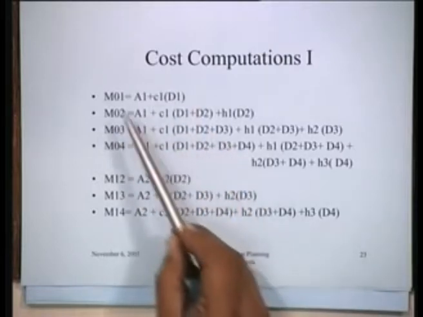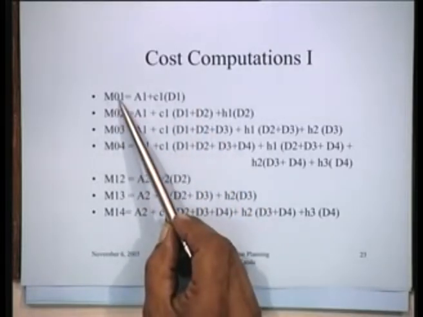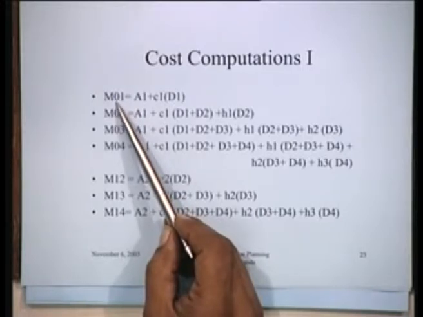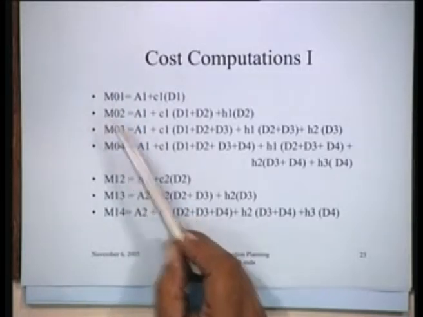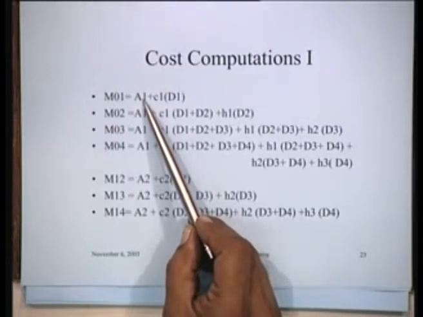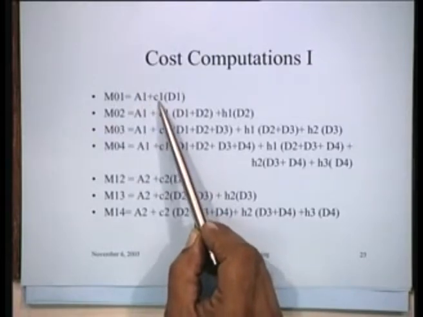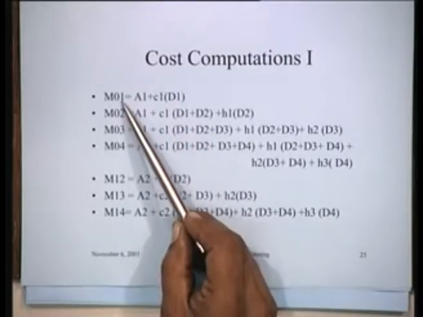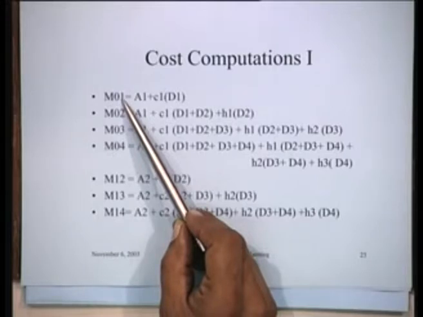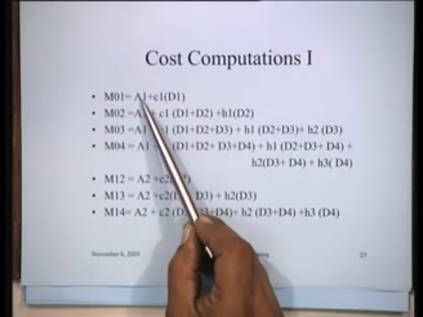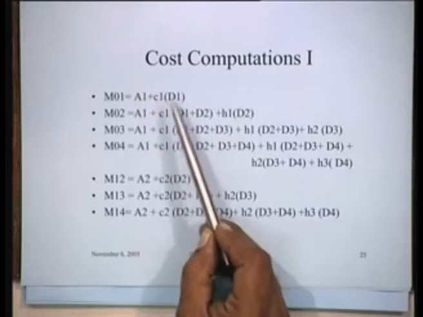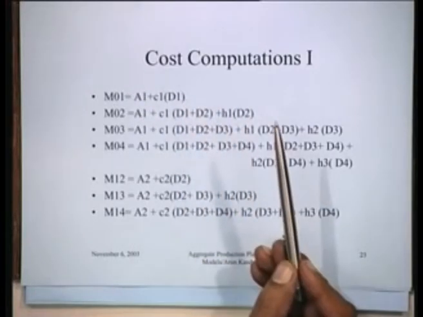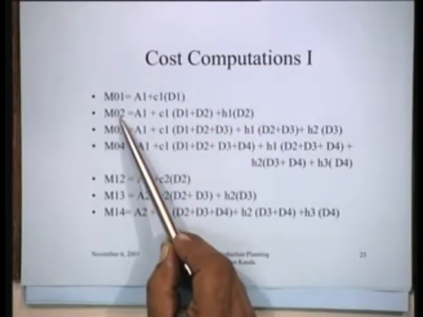What is the value? M01 is the cost of producing in period 1 for the requirements of period 1 alone, by that definition, mjk, right? So this is A1, the setup cost of producing in period 1, plus C1 into the quantity produced, which is D1, right? That's it. So M01 means taza banao, taza khao. That's what it means, right? Produce for the requirements of period 1 and consume in period 1 alone. M02, what is that?